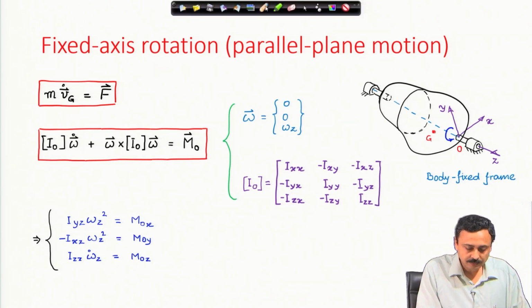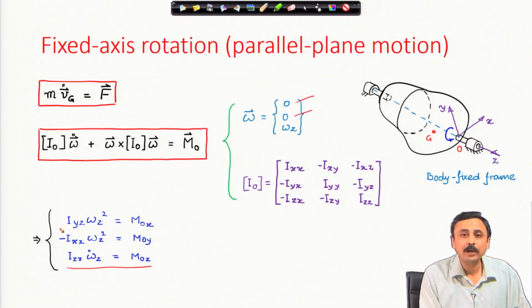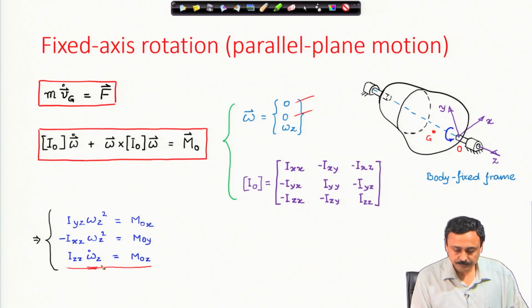Here you will note that we have these three equations, and in the first two equations, because omega x and omega y are 0, there is no question of rate of change of those. Therefore, no angular acceleration term appears in the first two equations. Only in the third equation we have the angular acceleration about z, omega z dot.